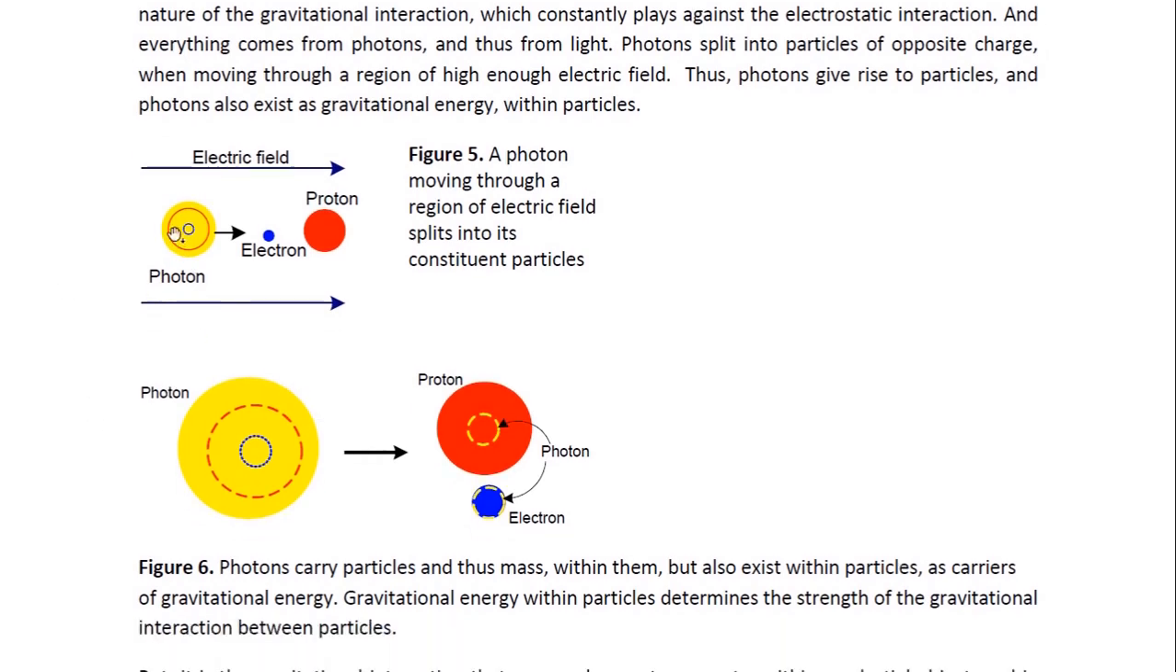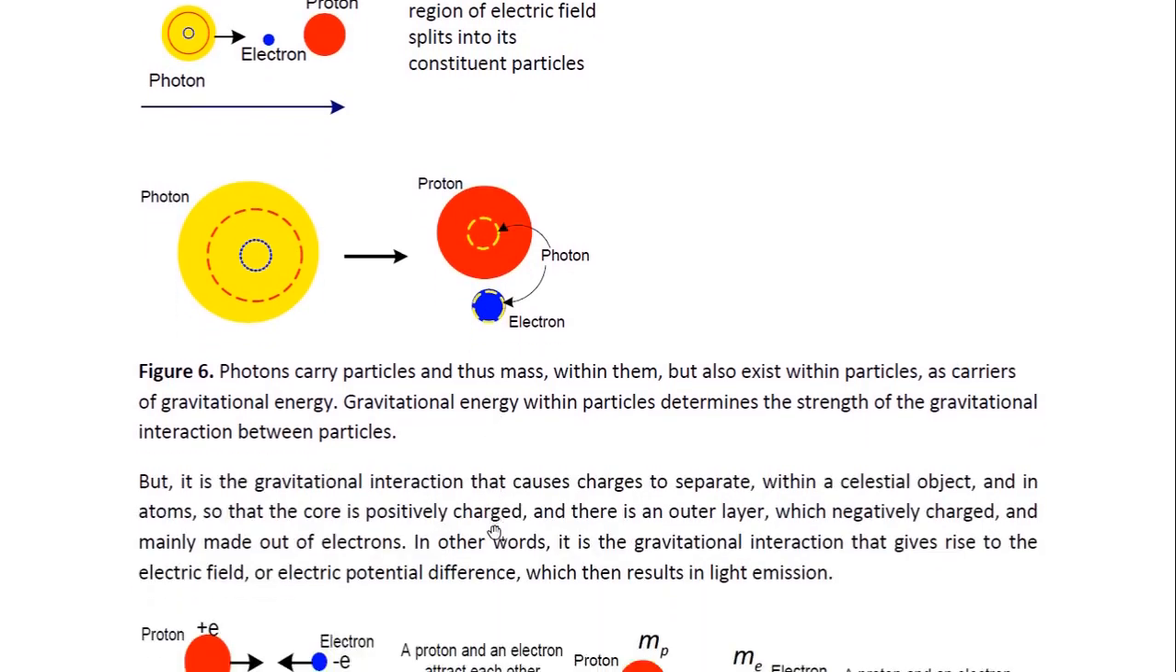And then what is left of the energy of the photon? Well, most of the energy goes into creating the mass of the particles. The rest can then exist as photon energy within the particles, and this is shared equally between the particles.